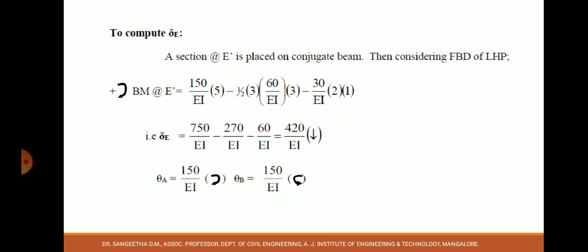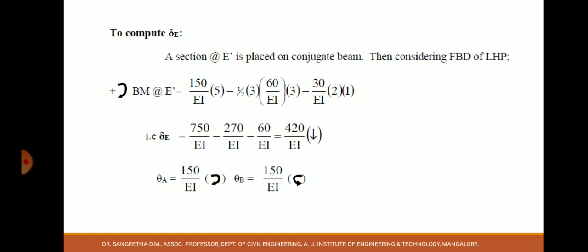Is it the same thing I am telling? Yes. 150 by EI is due to the support reaction. This is due to the triangular portion, 1/3 of 3 plus 2 meter, and this is 2 meter into 30 by EI into 1, that is the CG distance.